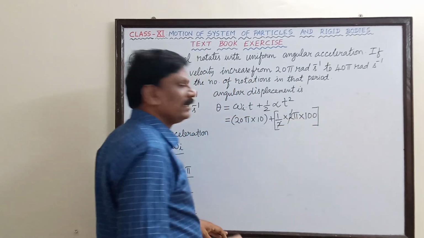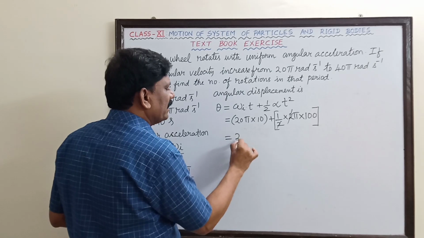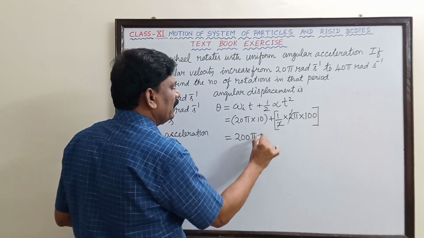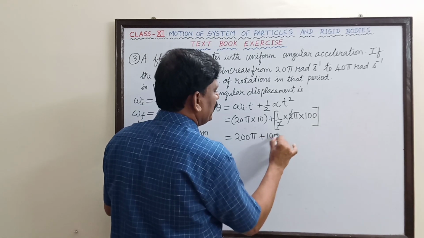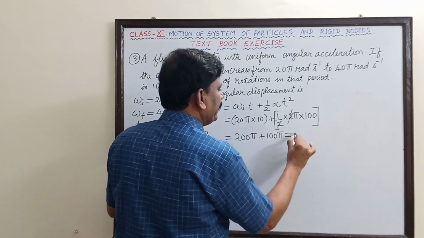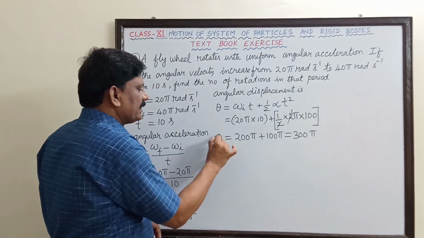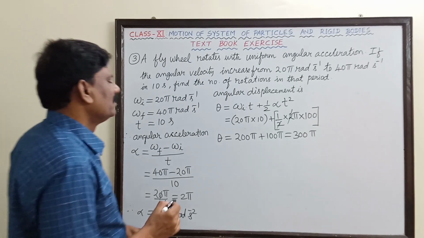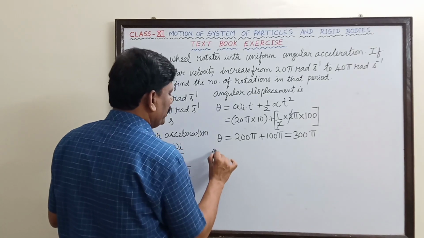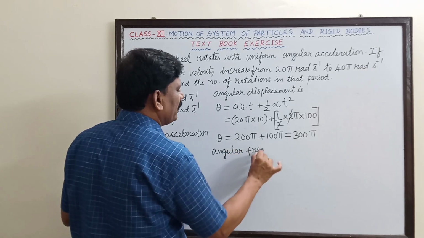So 2 and 2 get cancelled. Now the first term is 20 pi into 10, which is 200 pi, plus 100 pi. So this is totally 300 times pi. So this is what the angular displacement theta is.